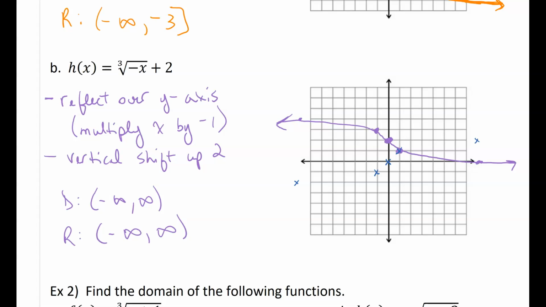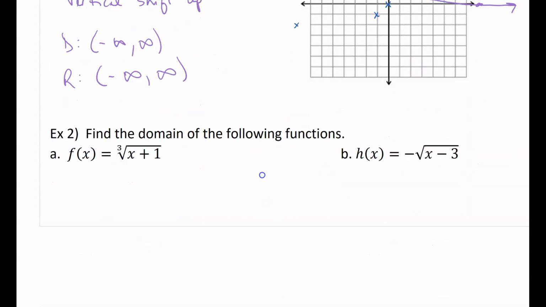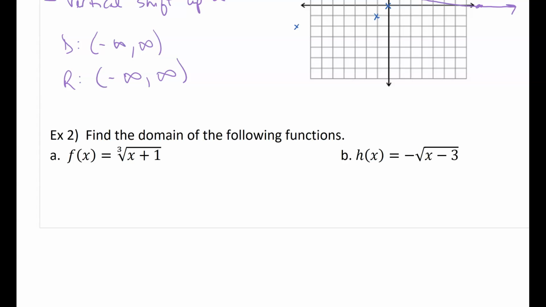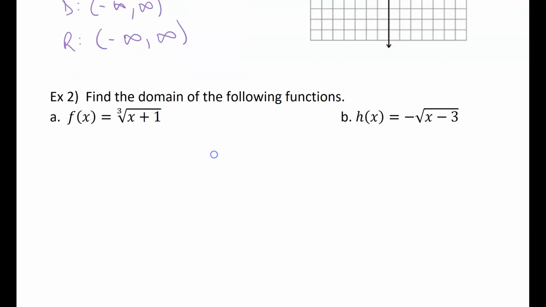Okay, so this next part is really, really straightforward. These two, it's simply giving us equations or functions and asking us to find the domain. All right, so when we're doing these, it's not necessary to start solving or anything.